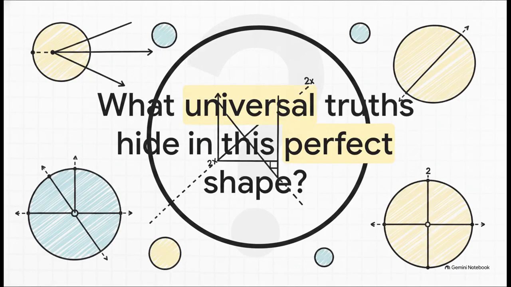I'm going to leave you with this final provocative thought as we wrap up today's explainer. If we can derive all these incredible rules, perpendicular bisectors, equal chords, the 2x angle rule, and cyclic quadrilaterals, from just a single point and a fixed distance, what else is waiting to be discovered in the perfect symmetry of a circle? The logic is all right there, just waiting for you to connect the dots.